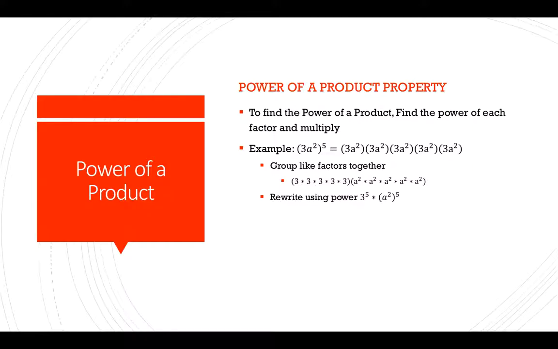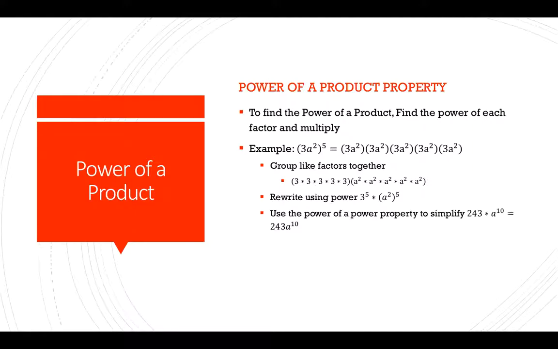So we would have 3 to the 5th power because we have 5 3's, and then we'd have a to the second raised to the 5th power because we have 5 a to the seconds. So the first one we just have an exponent expression. The second one we have a power of a power property, which we just talked about.